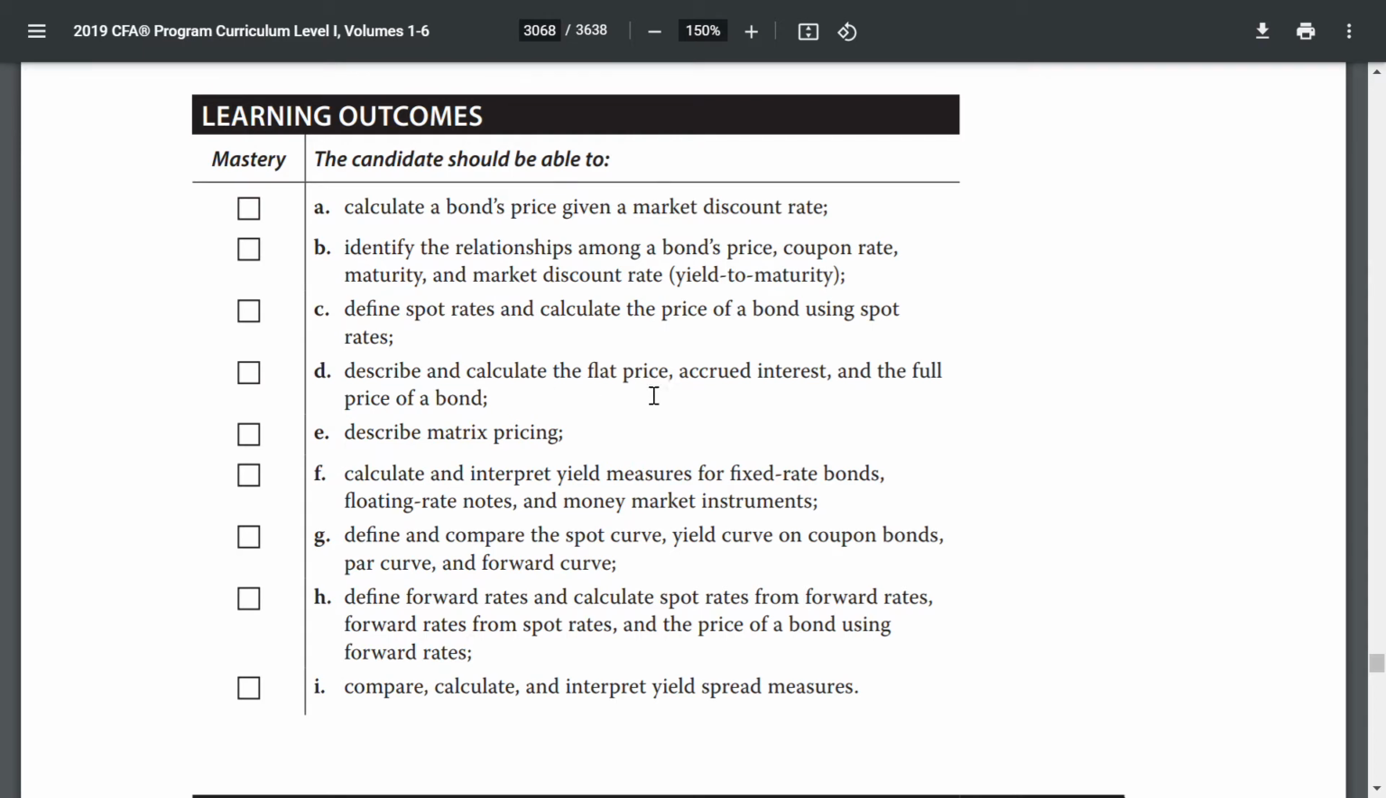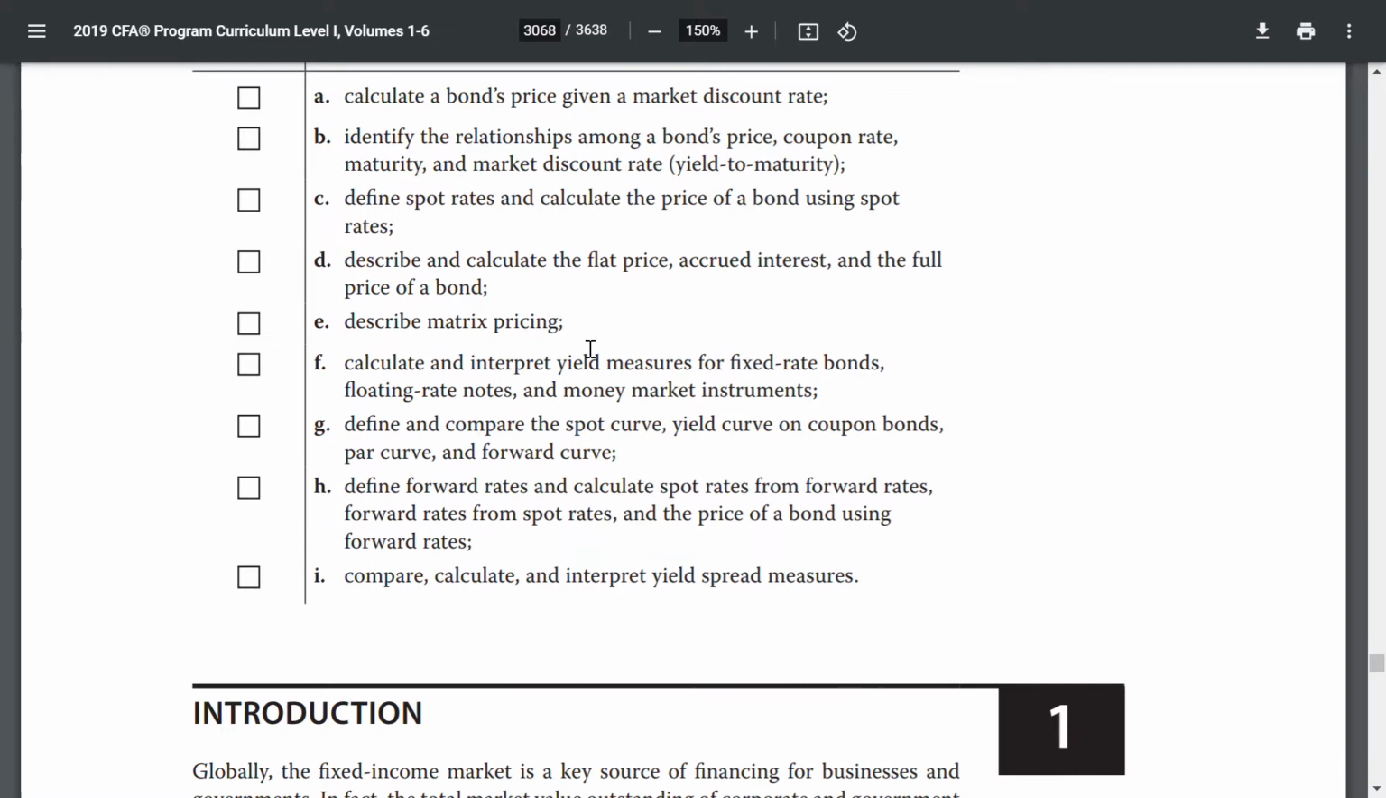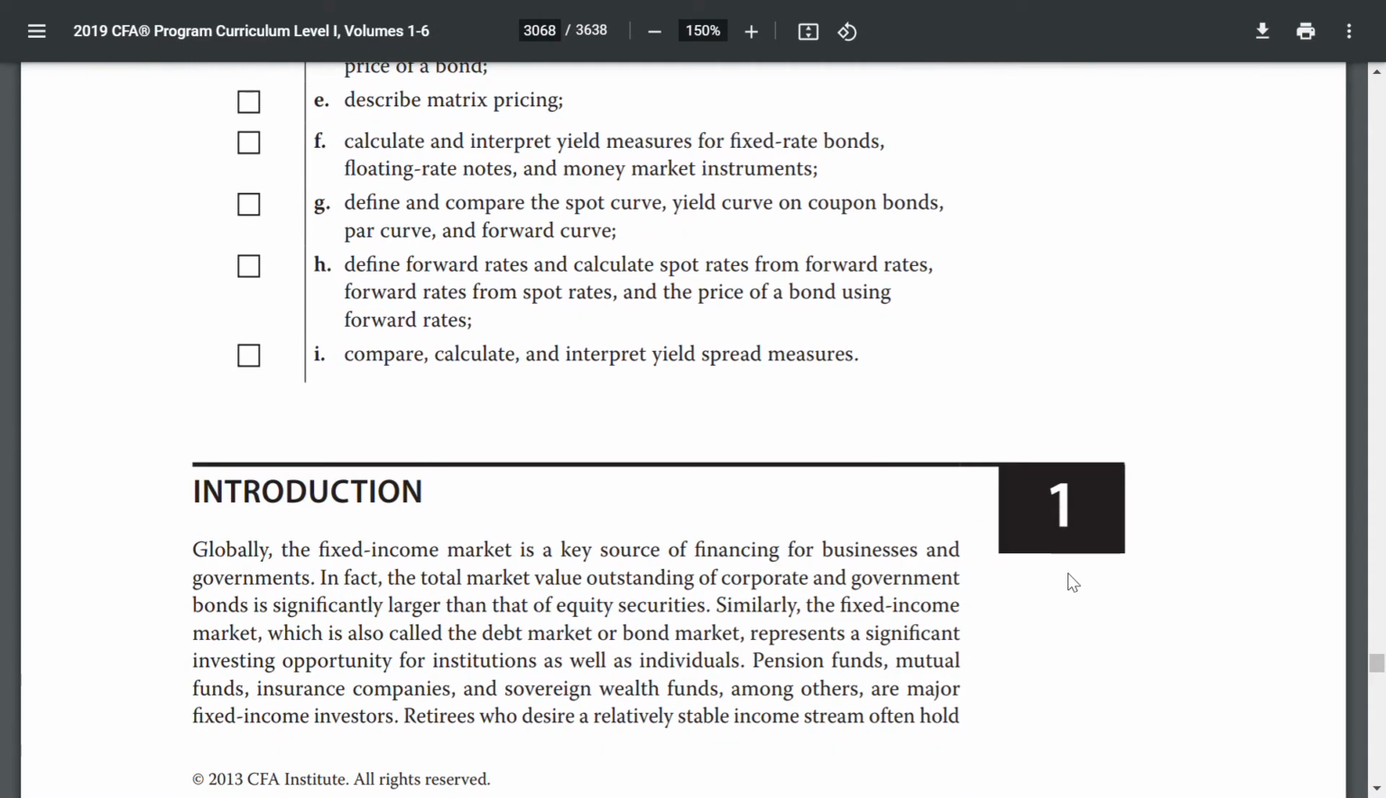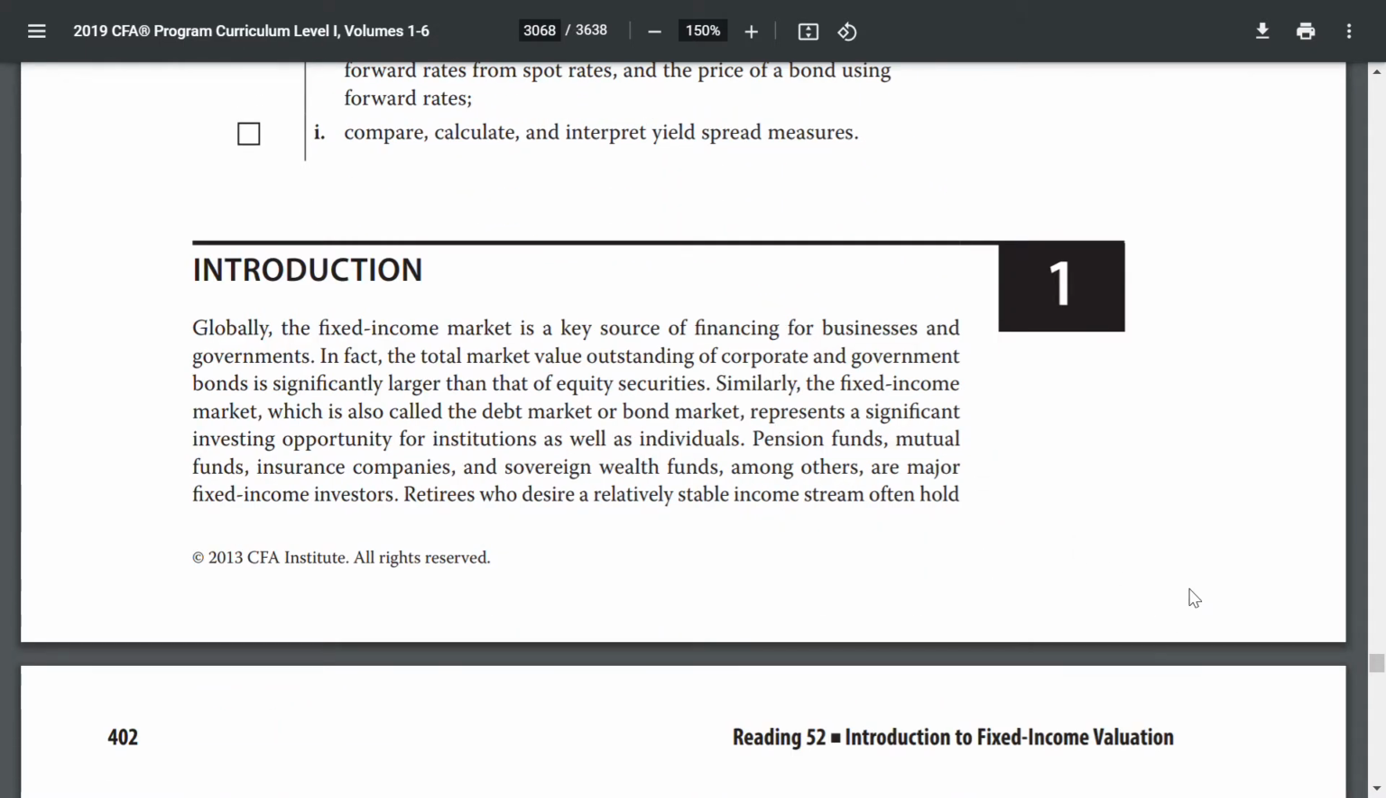Describe and calculate the flat price, accrued interest, and full price of a bond. Describe matrix pricing, and calculate and interpret yield measures for fixed-rate bonds, floating-rate notes, and money market instruments. Define and compare the spot curve, yield curve on coupon bonds, par curve, and forward curve. Define forward rates, calculate spot rates from forward rates and forward rates from spot rates, and price bonds using forward rates. Compare, calculate, and interpret yield spread measures.